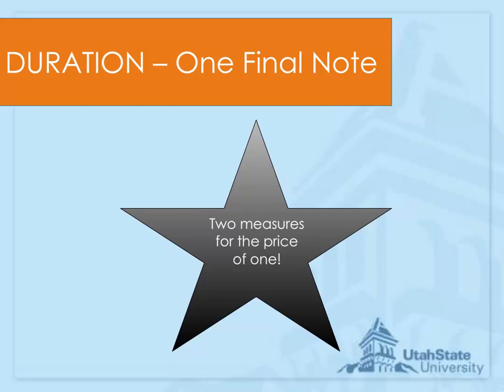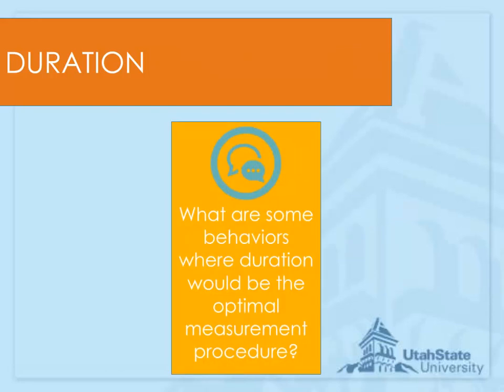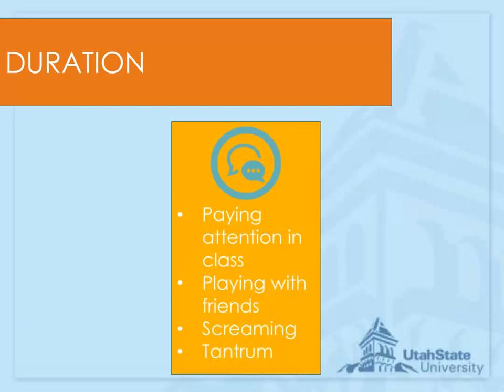One final note on duration measures. If you're measuring the duration of a behavior, you will also get a frequency count for that behavior. So if you're already planning on using the duration measure, it never hurts to analyze the data for frequency as well. So what are some behaviors where duration would be the optimal measurement procedure? A few examples would be the amount of time spent paying attention to the classroom lecture, time spent playing with friends, how long screaming behavior lasts, or how long tantrums last. Once again, behaviors that occur over a potentially long period of time are great for duration measures.